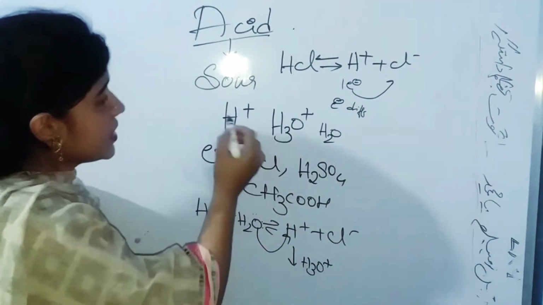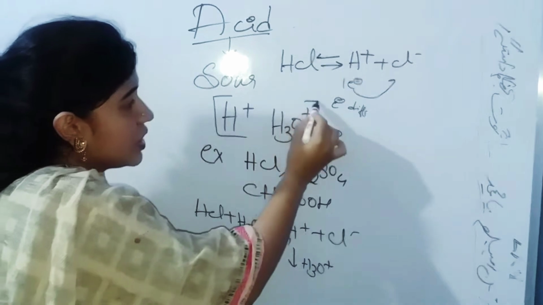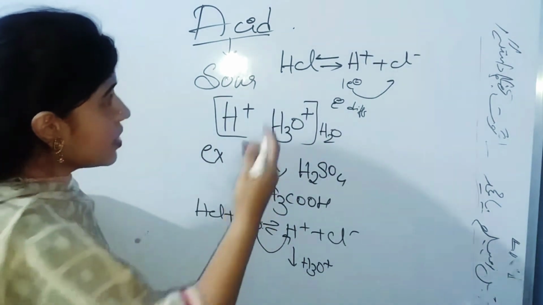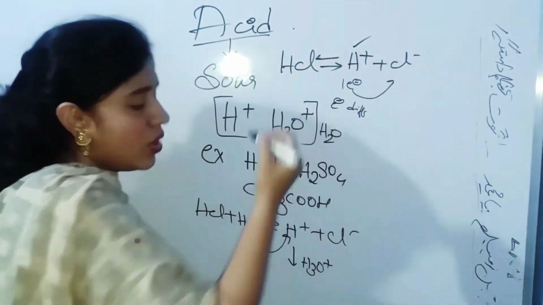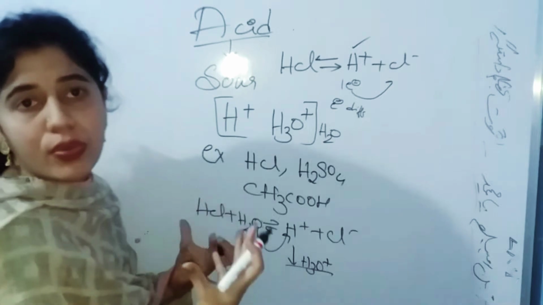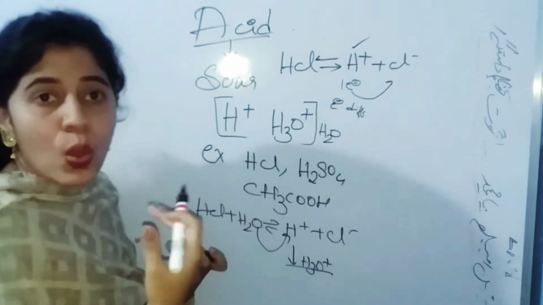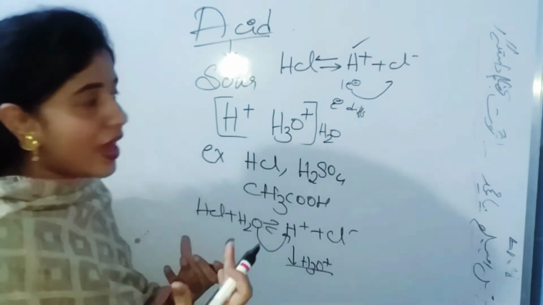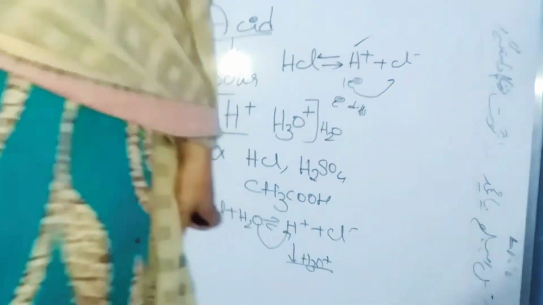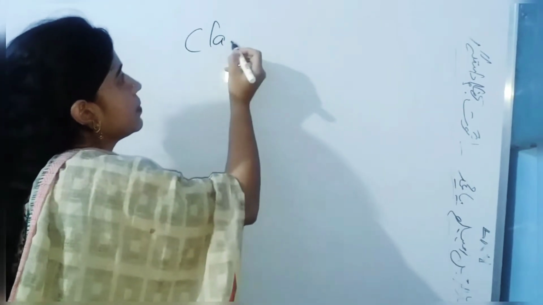As I have already said, the substance which gives H plus ion and H3O plus ion is said to be an acid. Hence, it is giving H plus ion and forming H3O plus ion, so this compound is said to be an acid. When it comes to classification of acids, first and foremost is classification of acid.